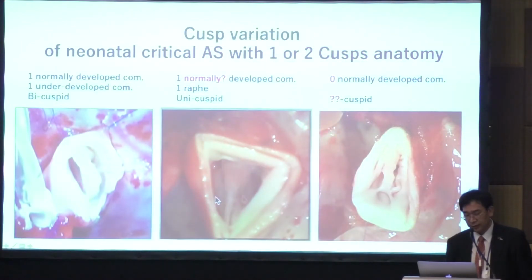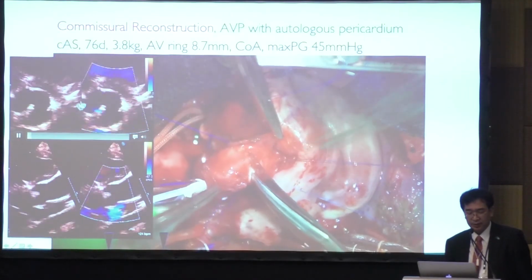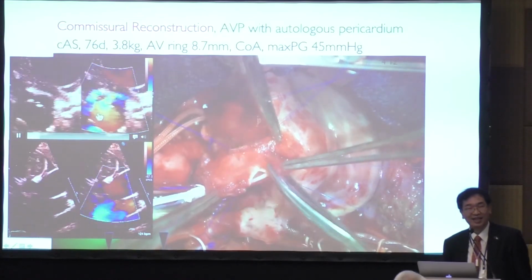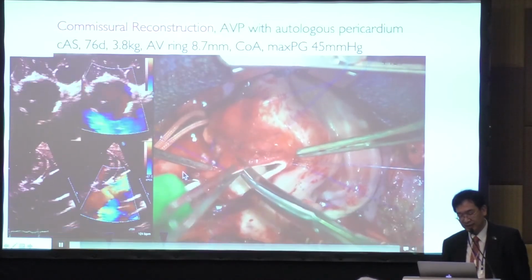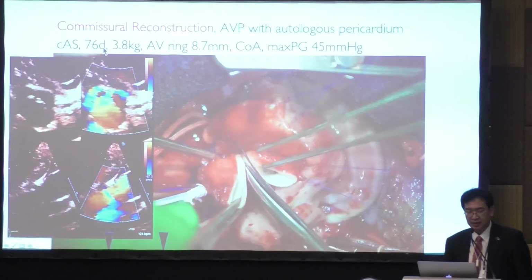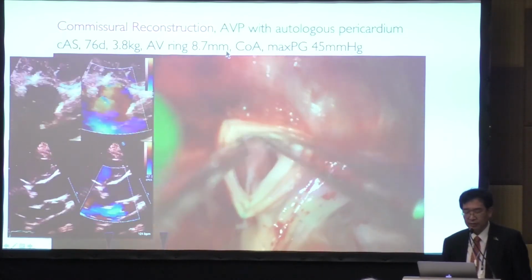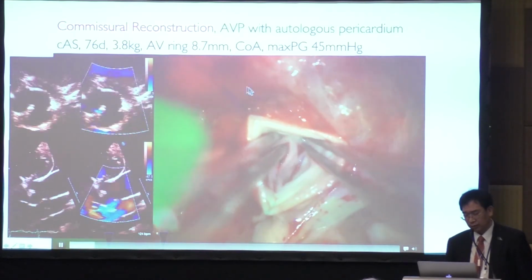And another one, this one. One acceptable, almost normally developed commissure, and one LVOT, so-called unicuspid form. You can see this one, very clear, one commissure. No other commissure is there. And this one is not a neonate, 76 days, 3 point something kilograms, larger. The aortic valve ring is also 8 or 9, so not so small.